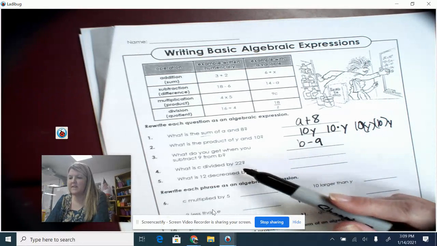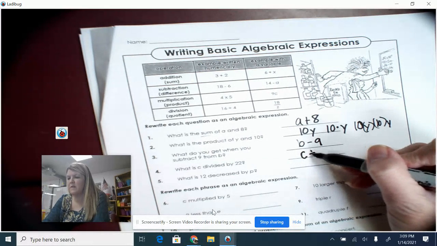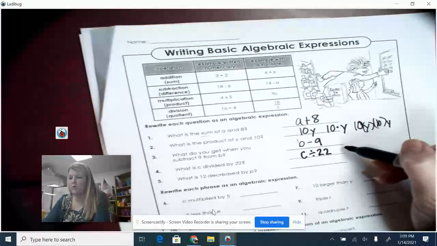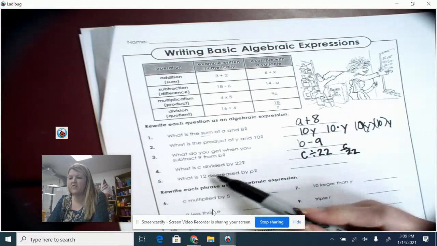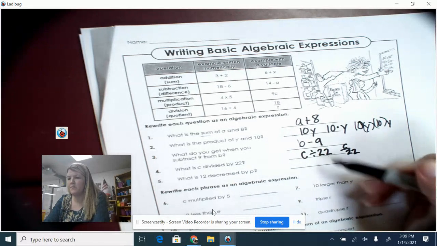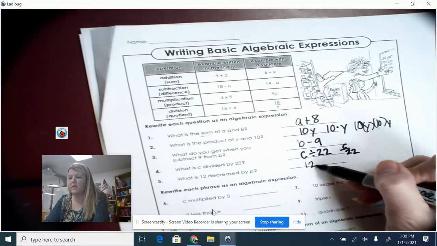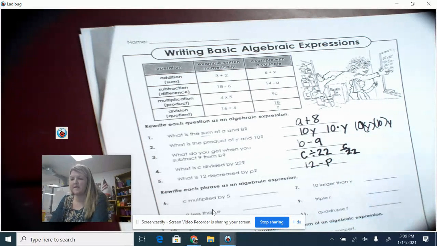And then what is c divided by 22? So c divided by 22, or we could write it as a fraction. And then what is 12 decreased by p? So now we've got 12, and we are decreasing it by p. So we're taking p away. So 12 minus p.